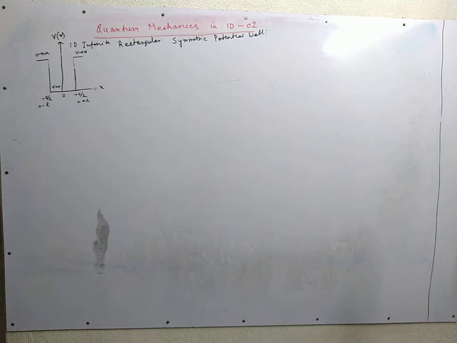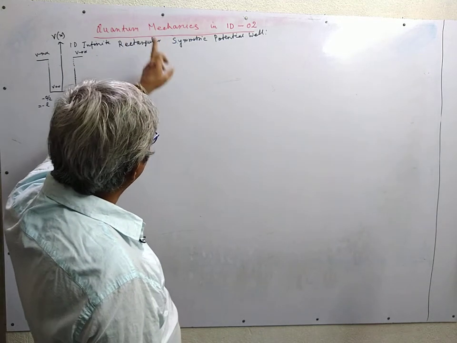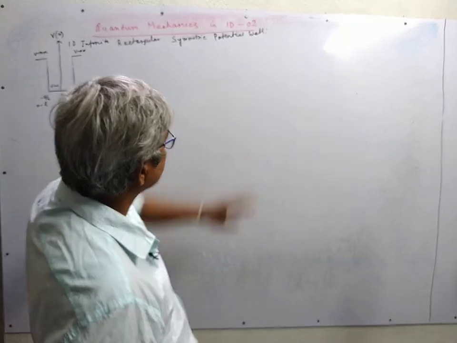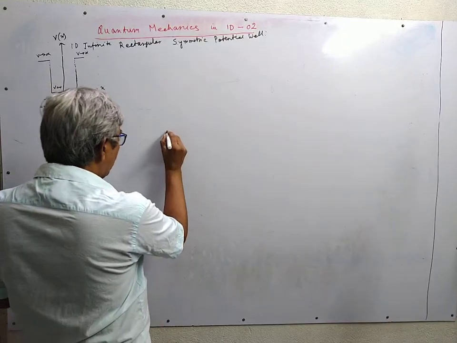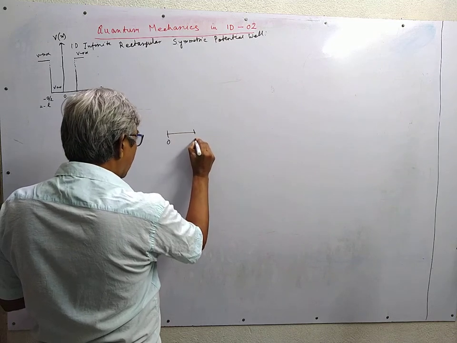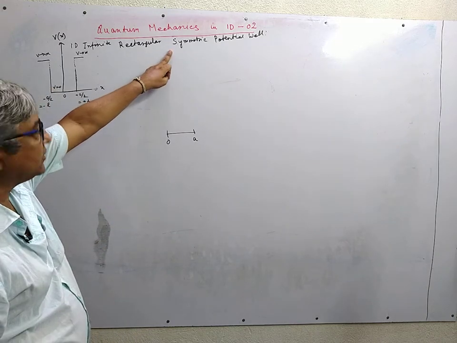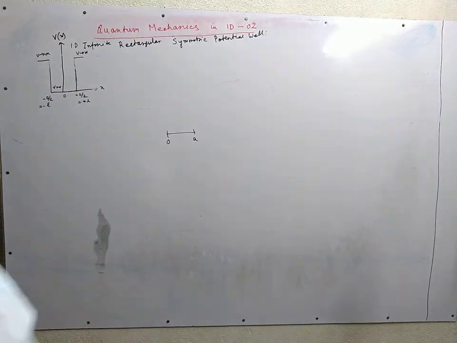This is the second lecture on quantum mechanics in 1D. In the earlier class, we studied the one-dimensional, infinite, rectangular, asymmetric potential well. That is the potential well that we considered in the last class, which extends from 0 to A. Instead, we have to consider a symmetric potential well.